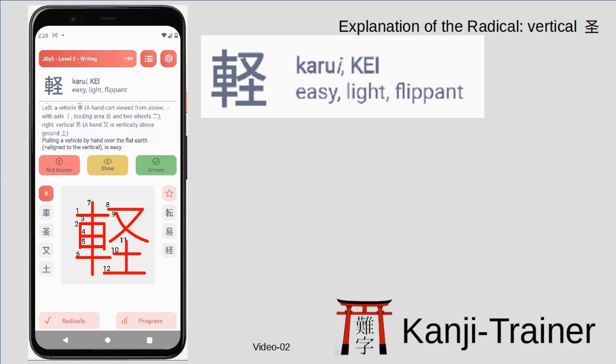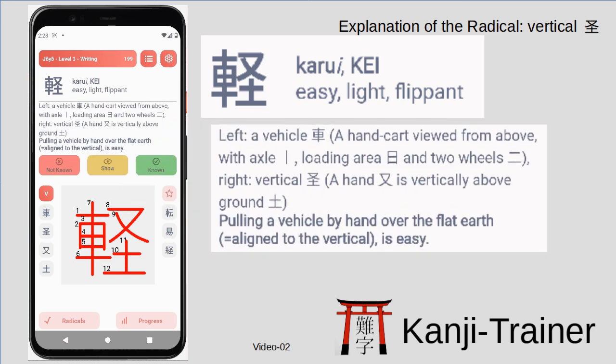Coming now to the memory phrase for easy or light. It is pulling a vehicle by hand over the flat earth, so that this is aligned to the vertical, is easy. Once again, pulling a vehicle by hand over the flat earth, so that it is aligned vertically, is easy.